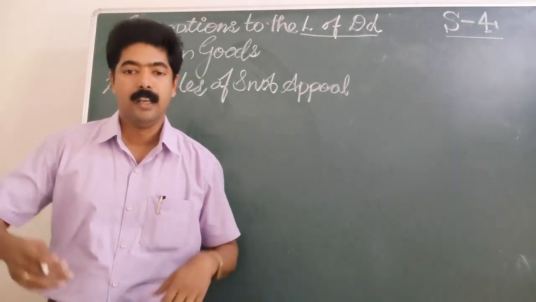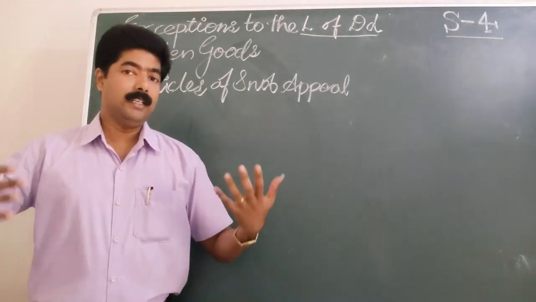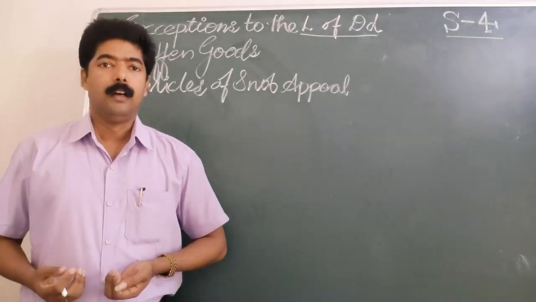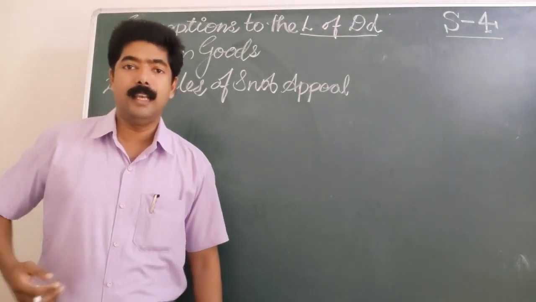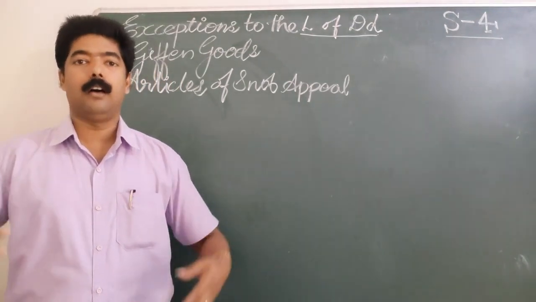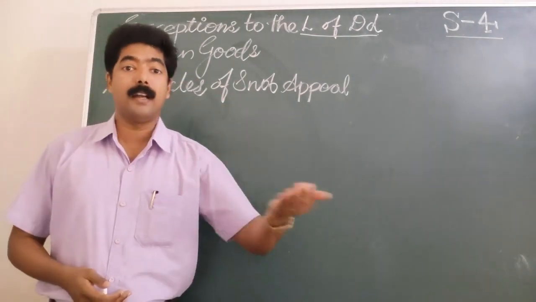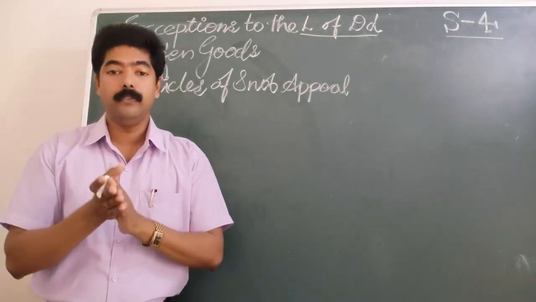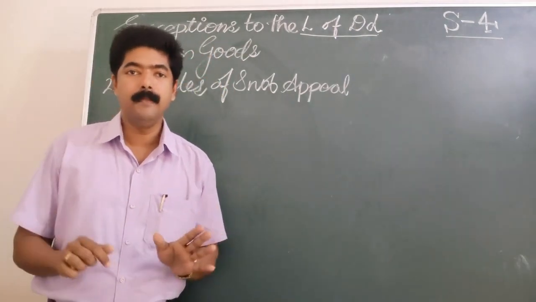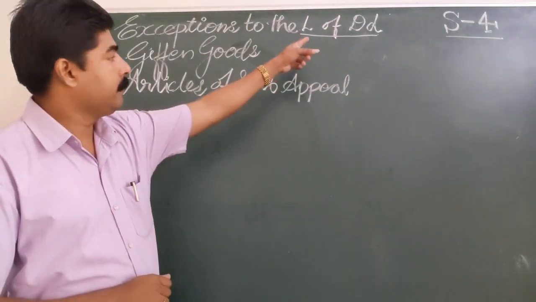What do we mean by conspicuous consumption? Conspicuous consumption means these goods, demanded by the people, have the speciality of showing the status symbol of their wealth in society. That way of consumption is known as articles of snob appeal or conspicuous consumption. Is that clear?